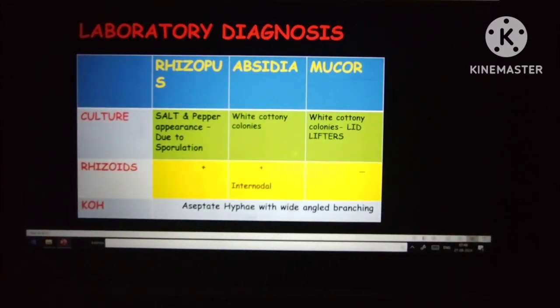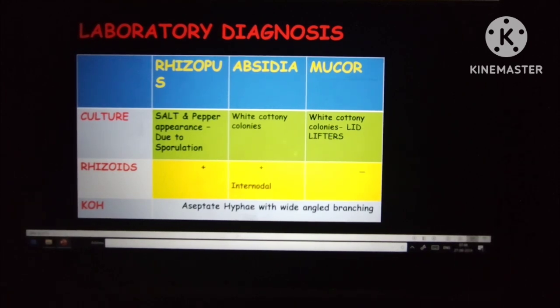So the pictures I have posted in that video, I'm just giving descriptions here. First Rhizopus, Absidia and Mucor. Always remember Rhizopus has a salt and pepper appearance due to sporulation. Absidia, white colonies; Mucor, white colonies. The specific term you want to remember here is lid lifters, whereas for Rhizopus you want to remember salt and pepper, and in Mucor you want to remember the lid lifters.